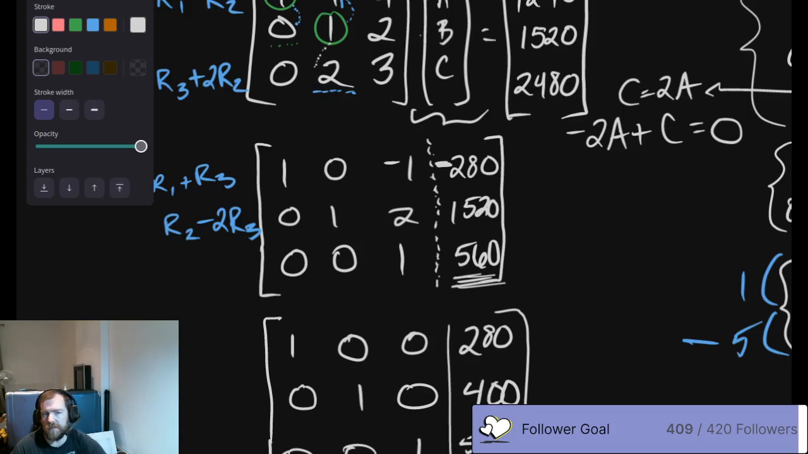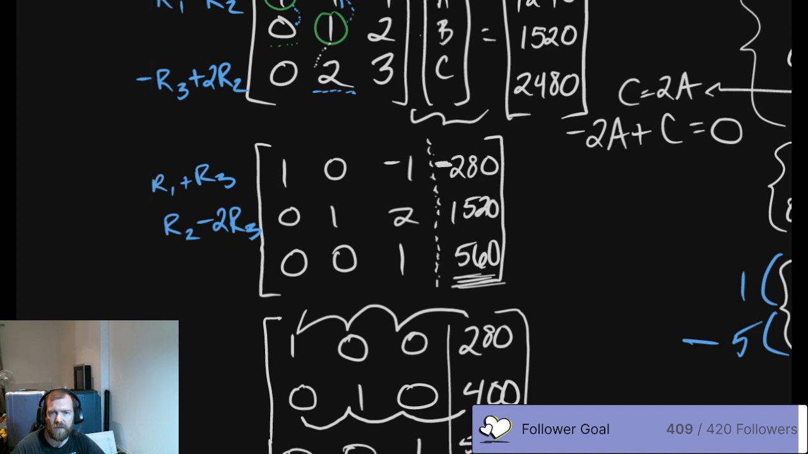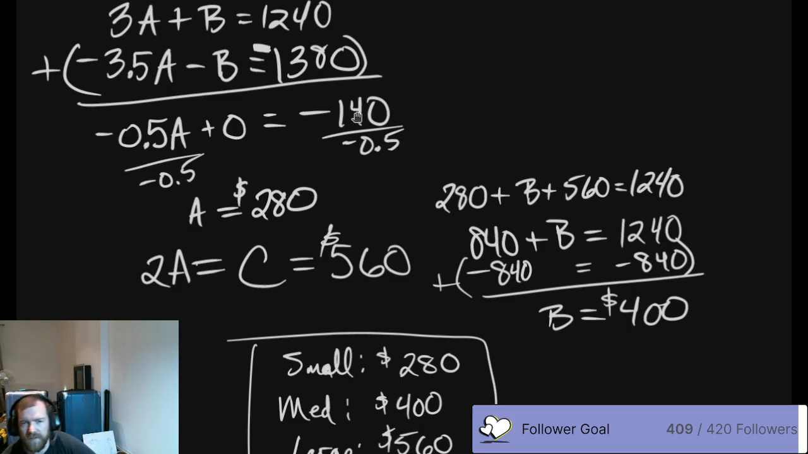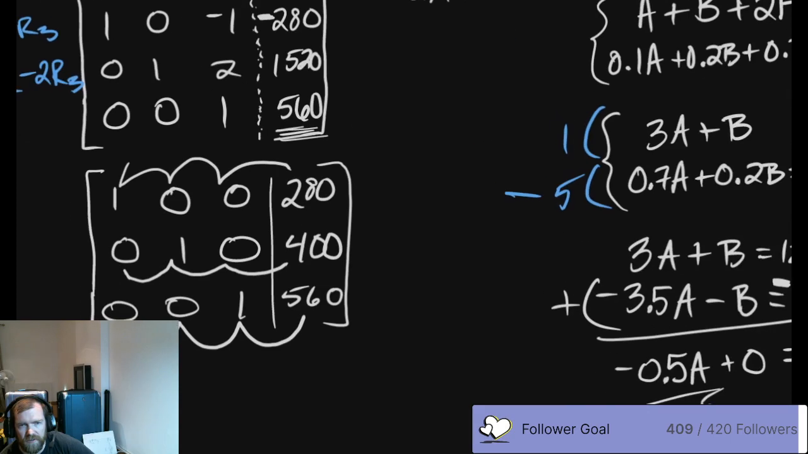Nice. All right, so in this case, we've got 1a plus 0b plus 0c gets us 280. 0a plus 1b plus 0c gets us 400. 0a plus 0b plus 1c gets us 560. And if we look at that with our answer that we had back over here, a was $280, b was $400, and c was $560.